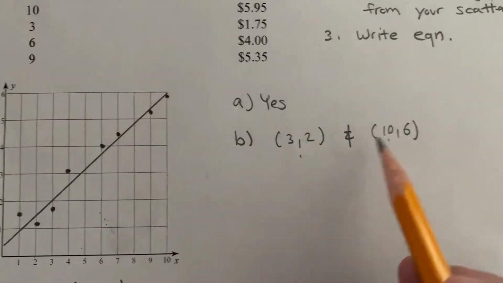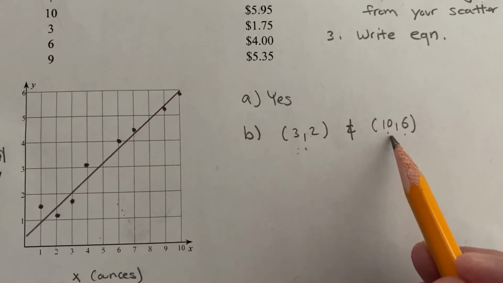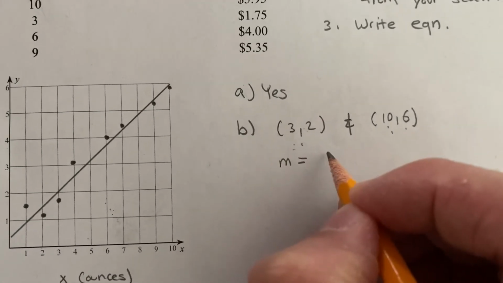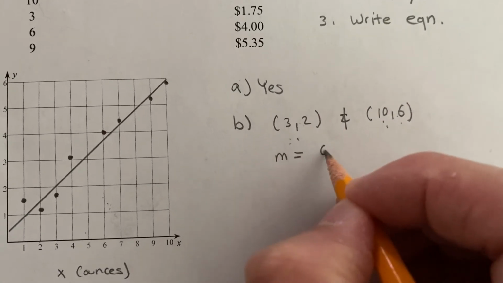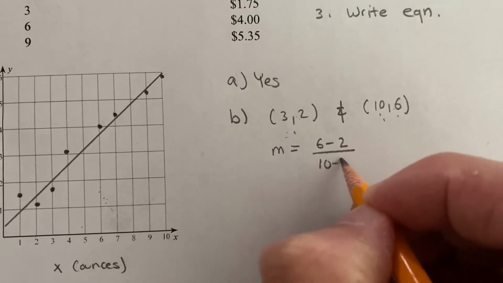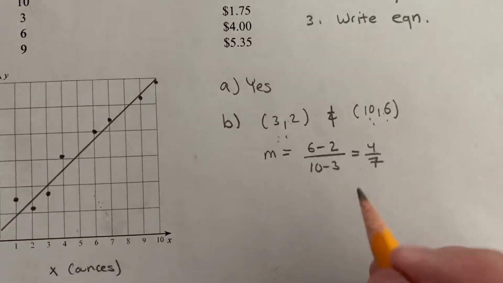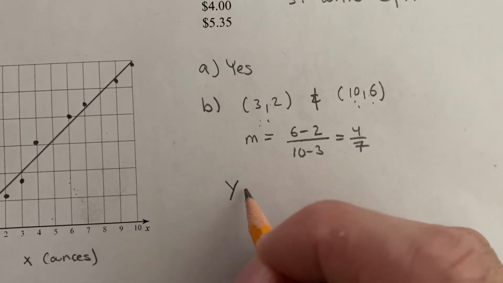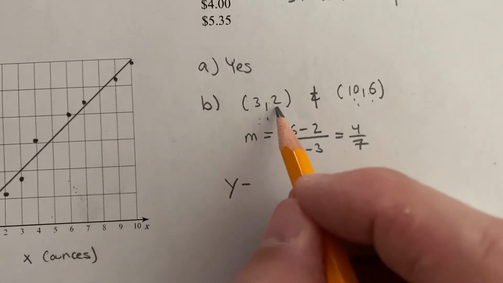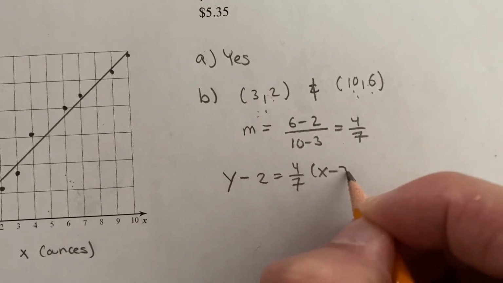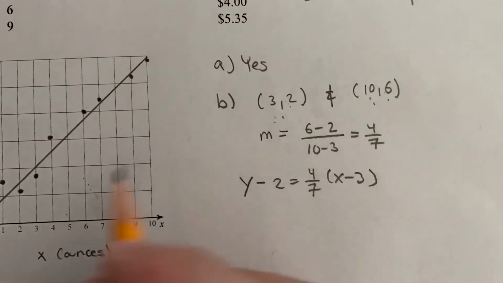So once you have 2 points, you should be able to know how to write the equation of the line. And I'm going to find the slope. So y2 minus y1, 6 minus 2 over 10 minus 3. You're going to get 4/7. And I'm going to write point slope. I'm going to write y minus y1, I'm going to call this my y1, is equal to 4/7 times x minus 3. Okay, so this is my equation of this line right here.